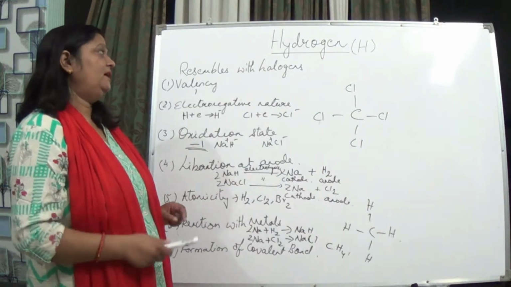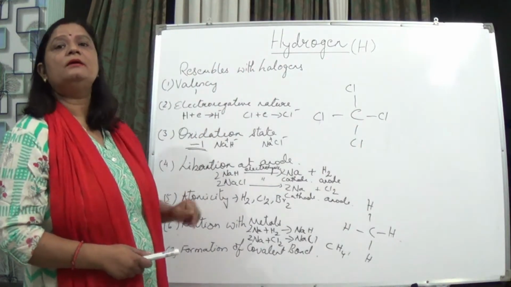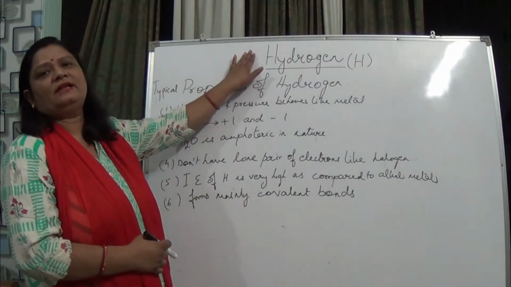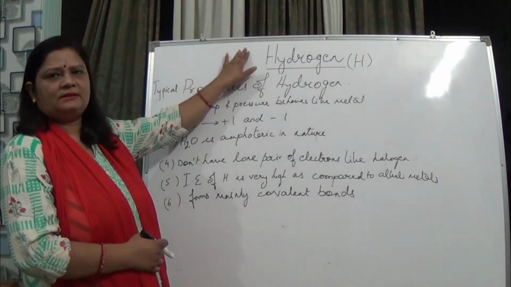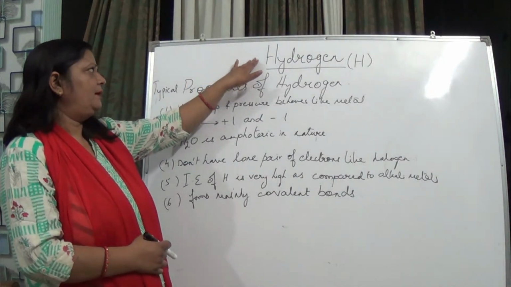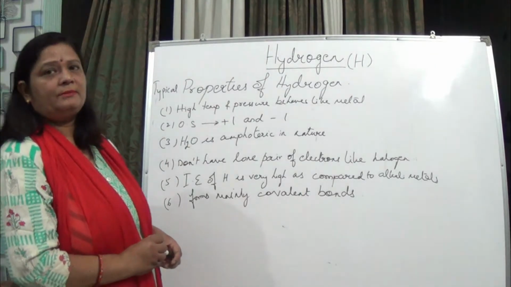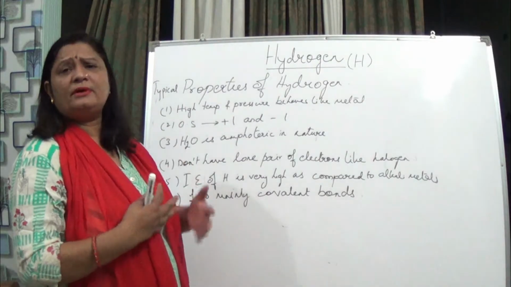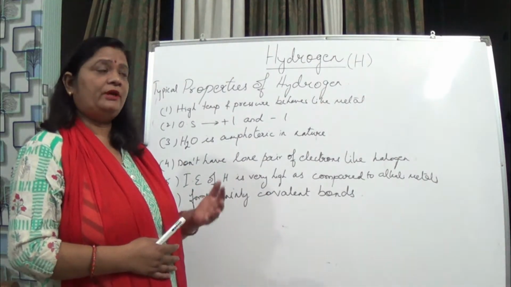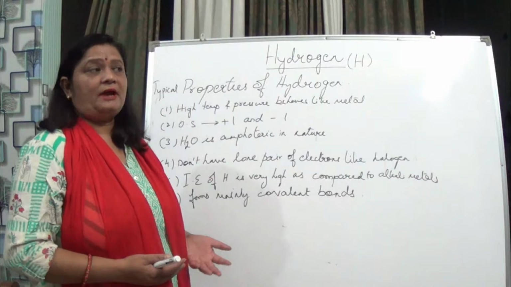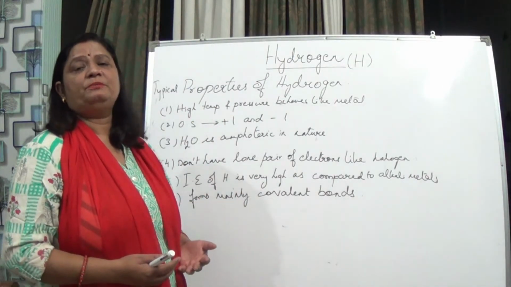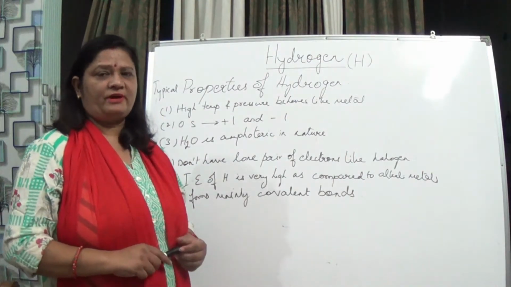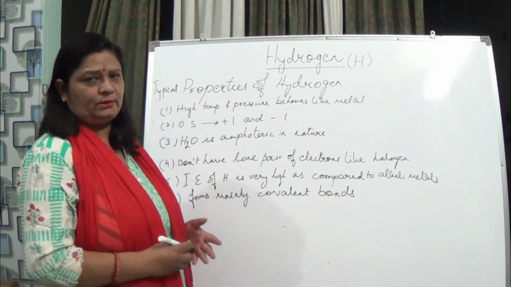But yes, hydrogen belongs to period 1. We have studied that hydrogen behaves like the alkali metals and behaves like the halogens. So it can't be kept in alkali metals or halogens; it is kept separately in the modern periodic table. There are a number of properties which are different and which allow hydrogen to be placed separately. So what are those typical properties of hydrogen? Let's just see it.